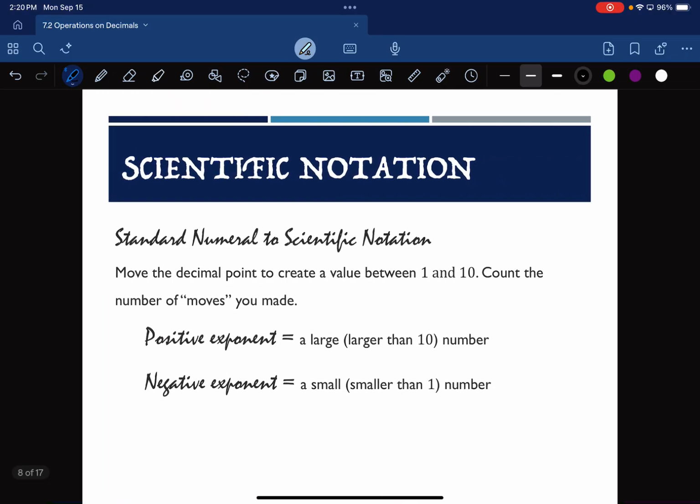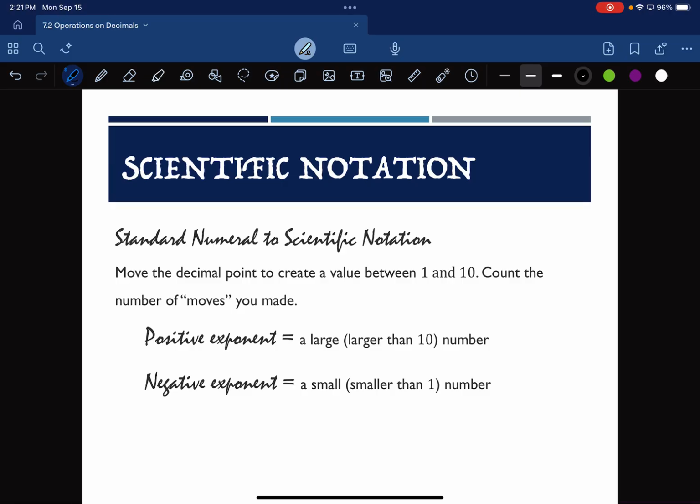So as we take a look at these, we want to be able to take a number that's in standard form, like the value in your bank account, and be able to put it into scientific notation and vice versa. Okay, we're not going to do that with your bank account number, but that's the idea. So standard notation is the notation that we use in most of our life. And we want to be able to put it into scientific notation, and we want to be able to go the other direction too. So on this one, it tells us we're going to move the decimal point to create a value between 1 and 10. And we're going to count how many times we moved the decimal point. How many moves did we make?